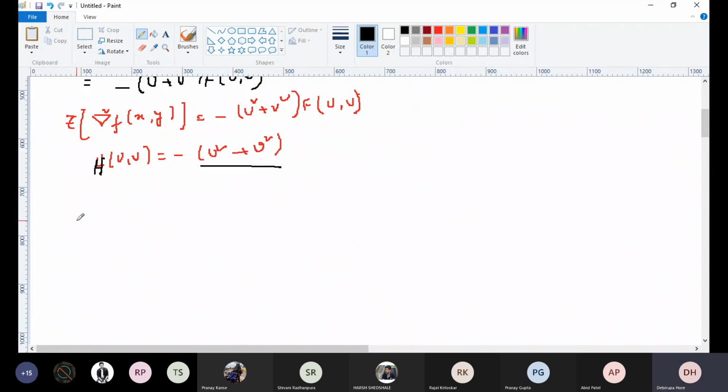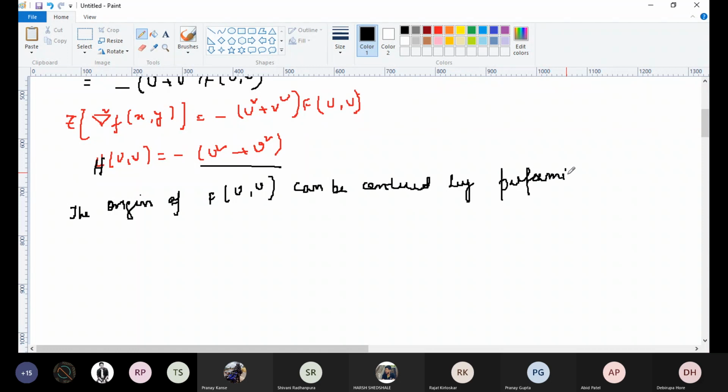Taking the Laplacian function, the origin of F of u, v can be centered by performing the operation f of x, y times minus 1 to the power x plus y.